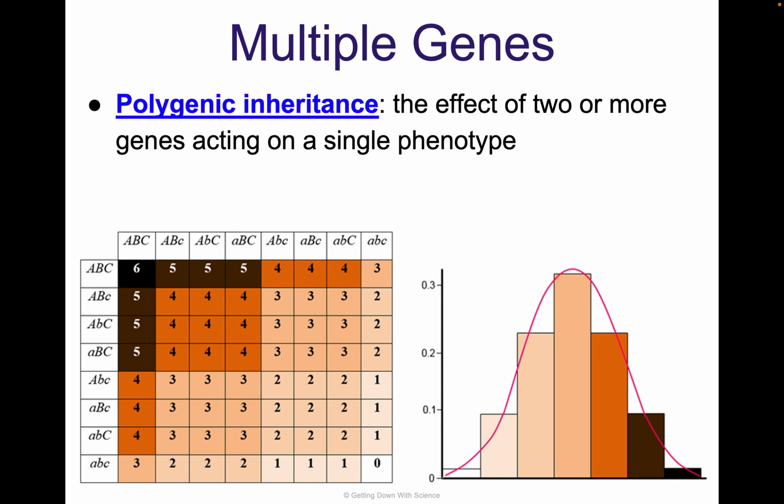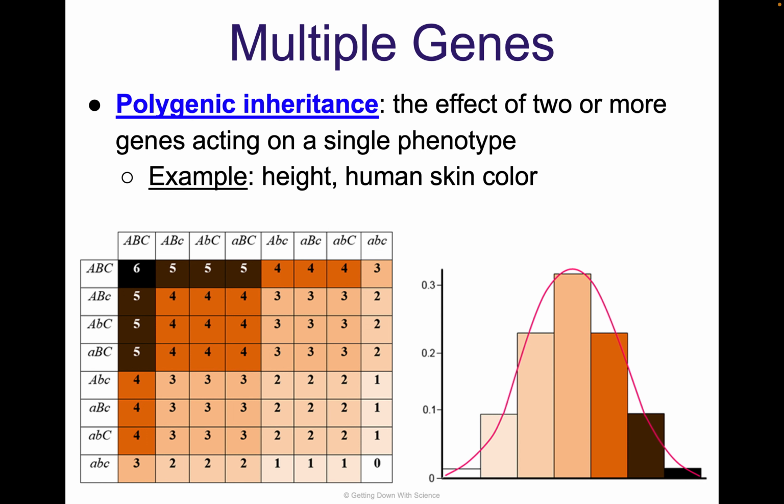There are also things called polygenic inheritance, right? So we're talking about multiple genes and how multiple genes can affect a single phenotype. Polygenic inheritance is the effect of two or more genes acting on a single phenotype. So an example of this is height, human skin color. There are a number of different genes that act together to give those phenotypic traits, right?